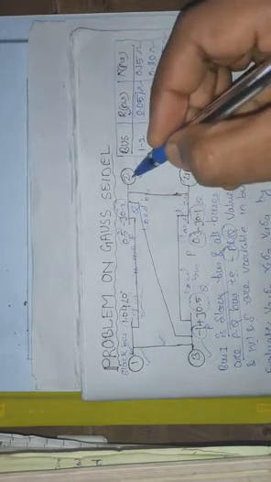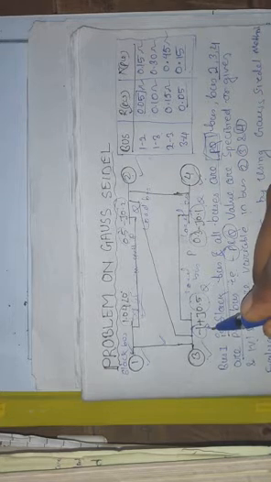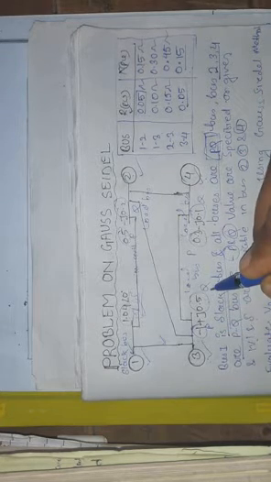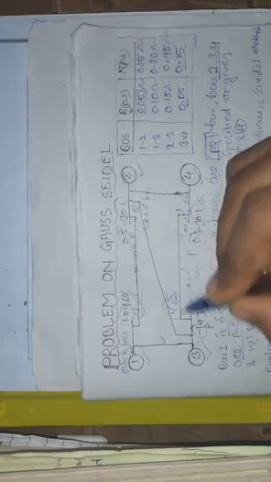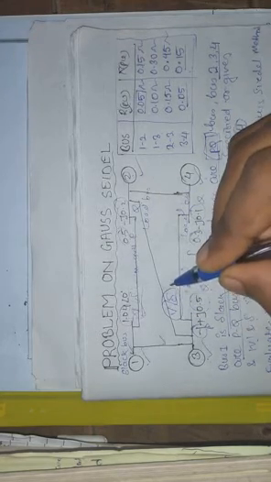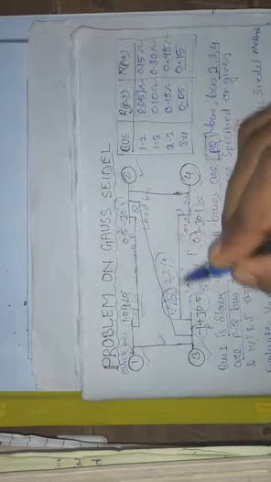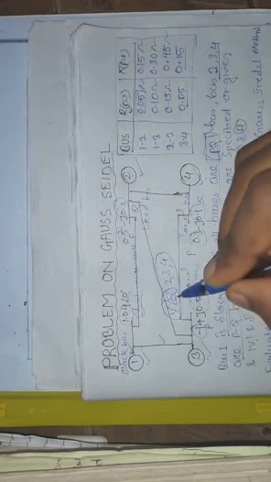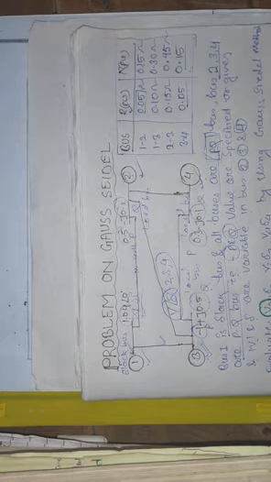Here in bus number 2, bus number 3 and bus number 4, the known quantities are active power and reactive power, but the unknown quantities are what? Voltage and phase angle. So we have to find the voltage and the phase angle of bus number 2, bus number 3 and bus number 4.